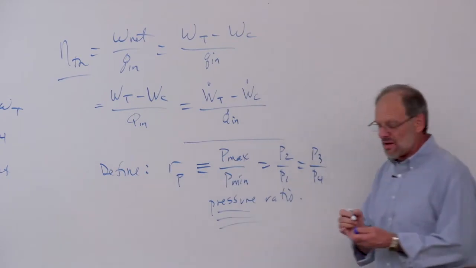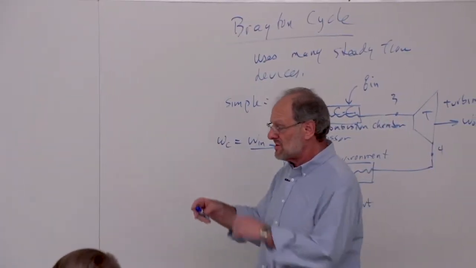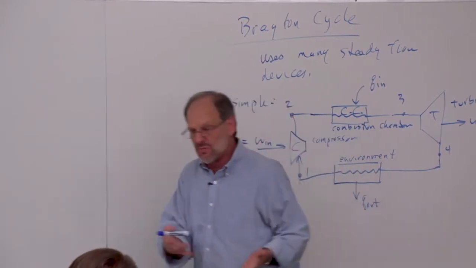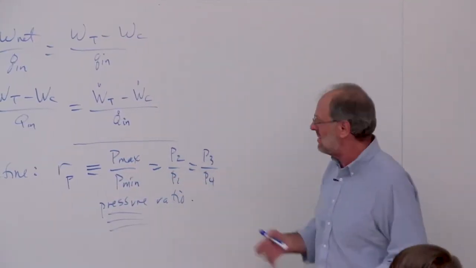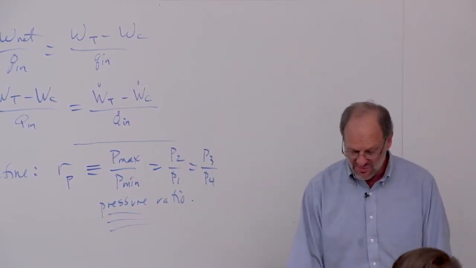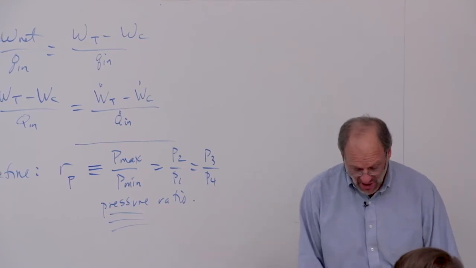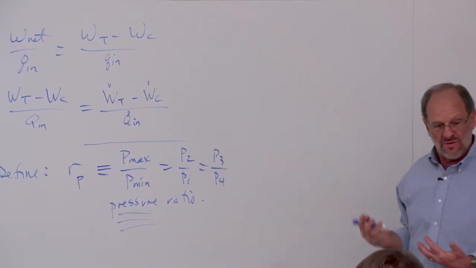Okay, it's not a volume ratio, and we need to just recognize this. This is one of the big differences between our reciprocating engine cycles, where we always use the volume ratio called compression ratio, and the Brayton cycle, which uses pressure ratios.